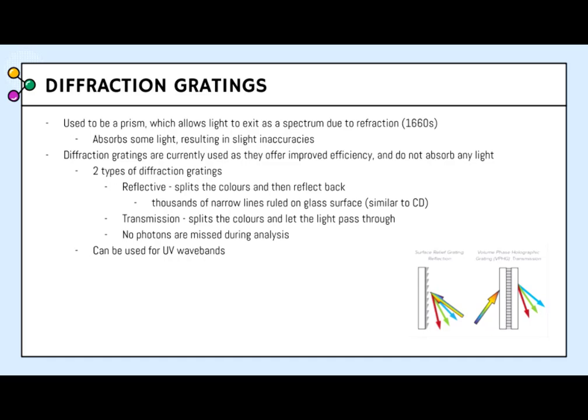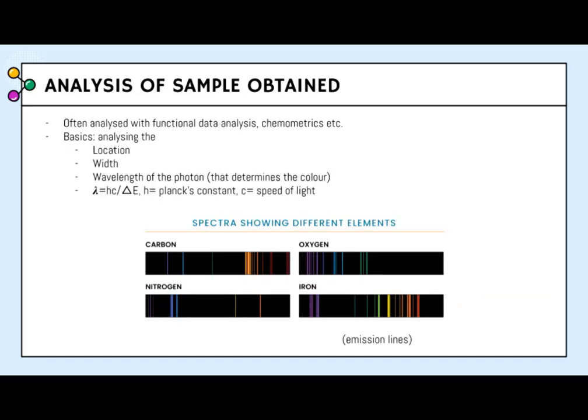Next, transmission diffraction grating is where light diffracts into its constituent colors and passes through. This way, no photons are missed during analysis, which may occur when refraction is used instead. Another benefit is that the diffraction gratings can be used for UV wavebands, while prisms are opaque to UVs. We will now briefly discuss how the sample is analyzed.